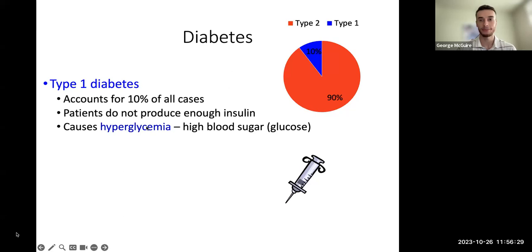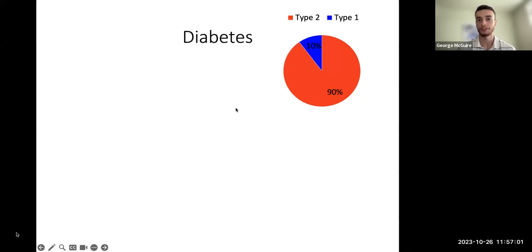And this causes hyperglycemia. So hyper is a prefix meaning too much of. Hypo is a prefix meaning too little of. Hyperglycemia means there is too much glucose in the blood, so high blood sugar. And so this could be treated by simply adding insulin to our system. So patients with type 1 diabetes, when they're about to eat, can just inject insulin into their bloodstream, and thus that will counteract this malfunction, and their cells will be able to absorb glucose the way they're supposed to.